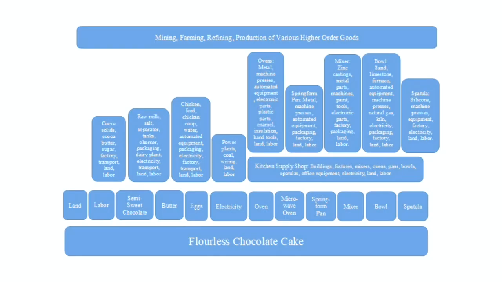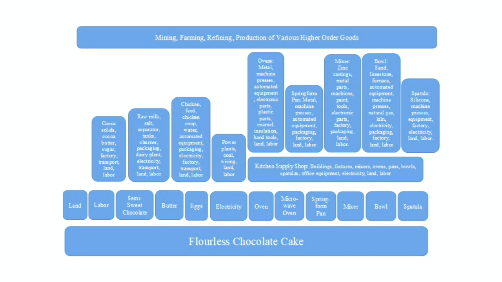And here we have this graph. I know it's not easy to read, but I had to get a lot of information. This is actually a very simplified structure of production just for one flourless chocolate cake. The flourless chocolate cake needs land, labor, semi-sweet chocolate, butter, eggs, electricity, an oven, a microwave oven, springform pans, a mixer, a bowl, and a spatula, and probably other things.